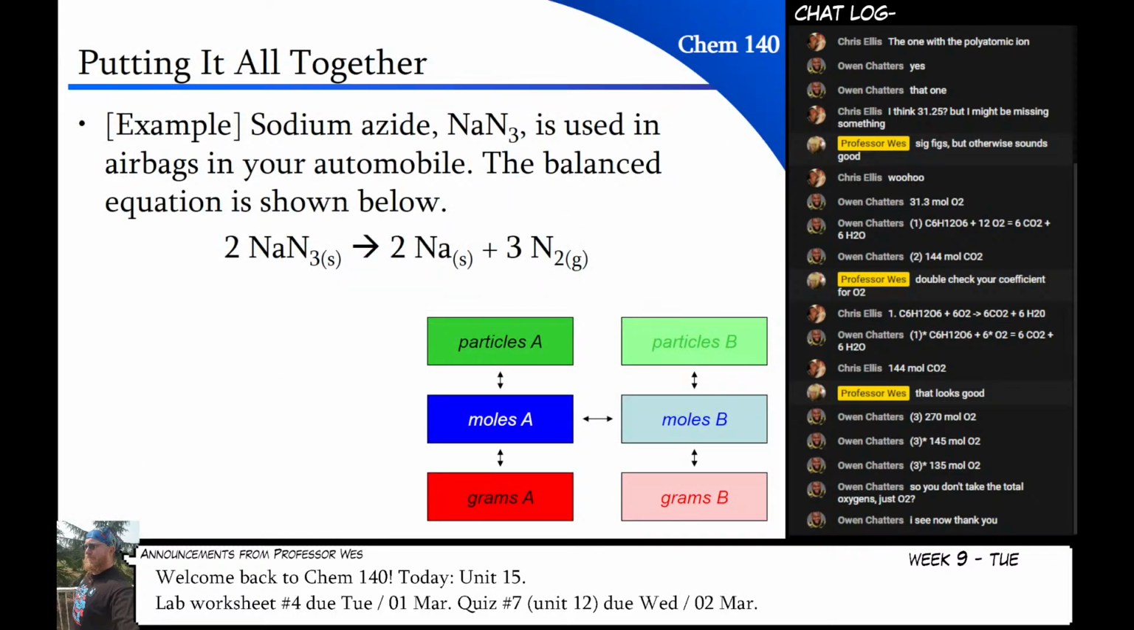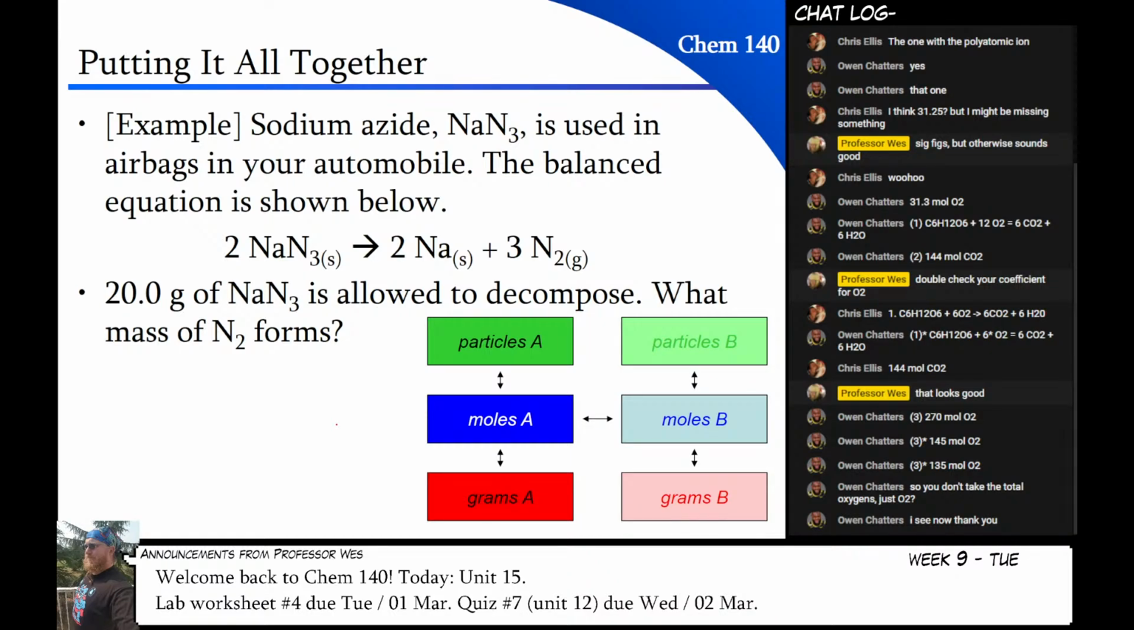All right. And so the question I have for this, I'm going to just let you try this, is if you decompose 20 grams of sodium azide, what mass of nitrogen do you make? Go ahead and try and do this, because you already know how. Because you could convert moles of sodium azide to moles of nitrogen, right? So you just have to do the first step and the last step, which is turn grams into moles and then turn your moles back into grams. So give it a shot. We'll go over the answer in about 4 or 5 minutes. And then we'll take our break because we're due for one.